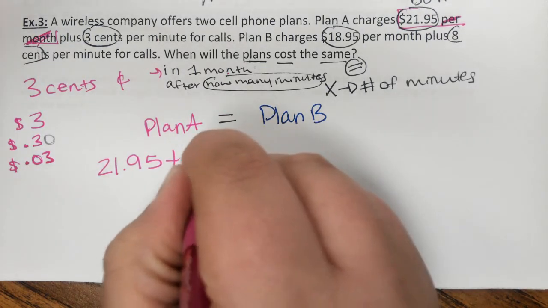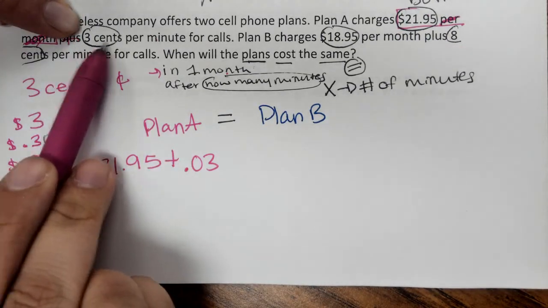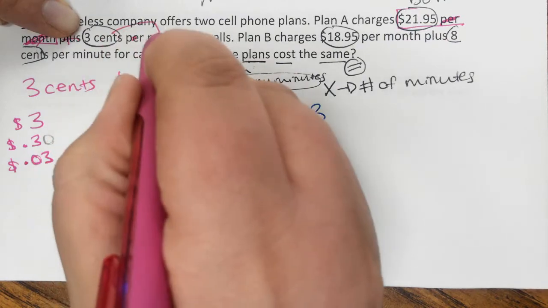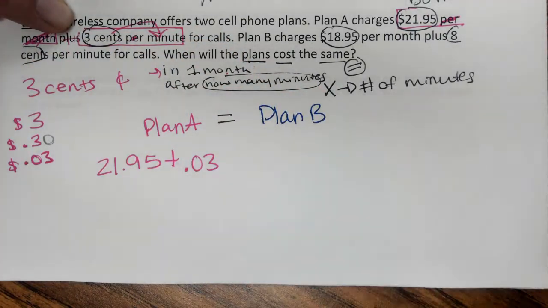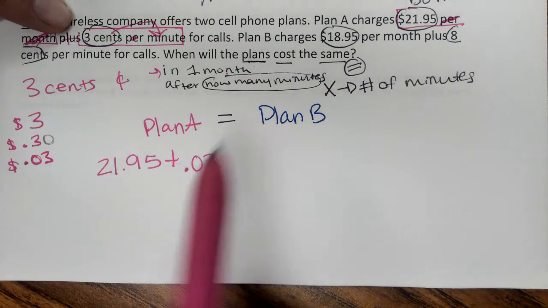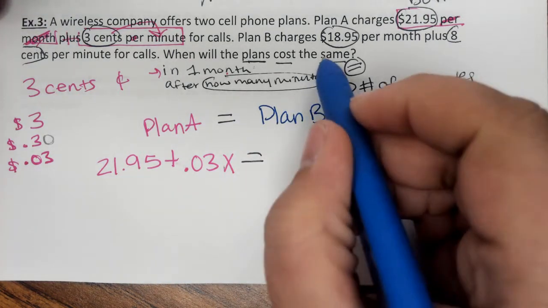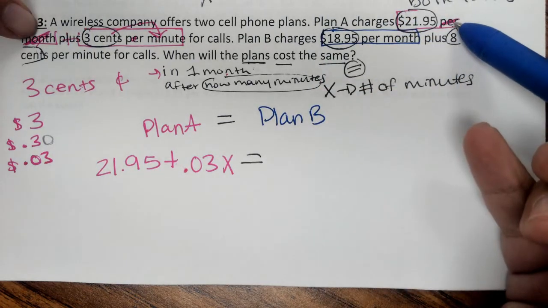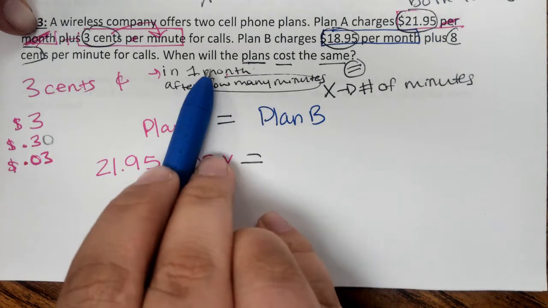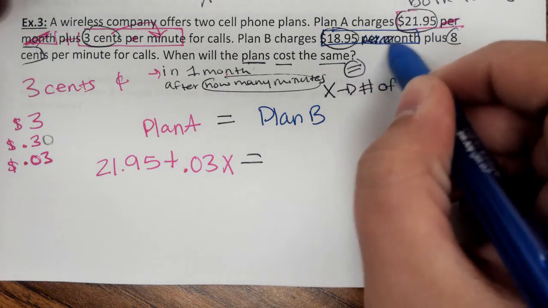So plus 0.03 is my cents, 3 cents per minute. The number of minutes is our variable, so this is 0.03 times x, equal to whatever plan B charges us. Plan B charges us $18.95 per month. Just like in plan A, since we're not comparing the number of months, we're comparing the number of minutes, that doesn't mean anything to us anymore.